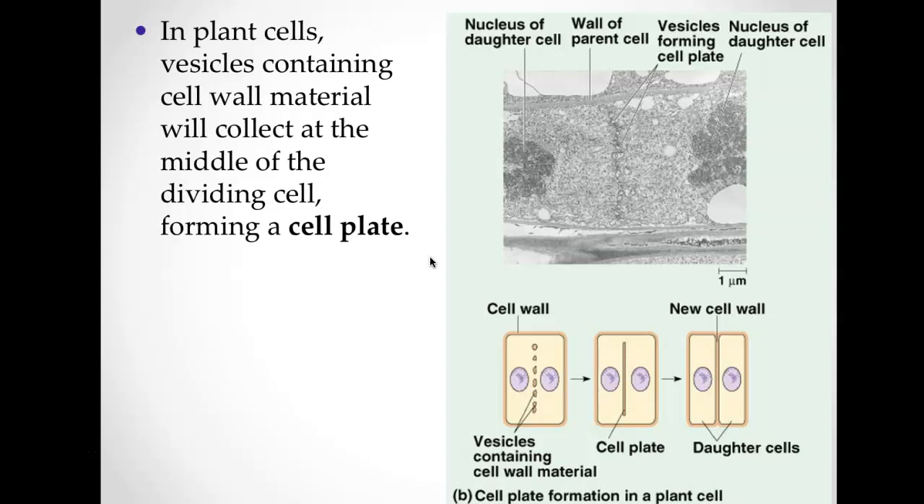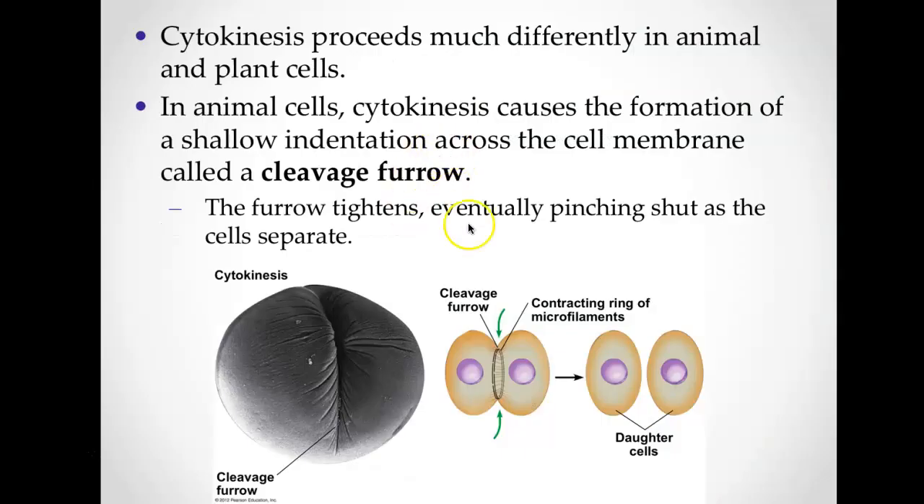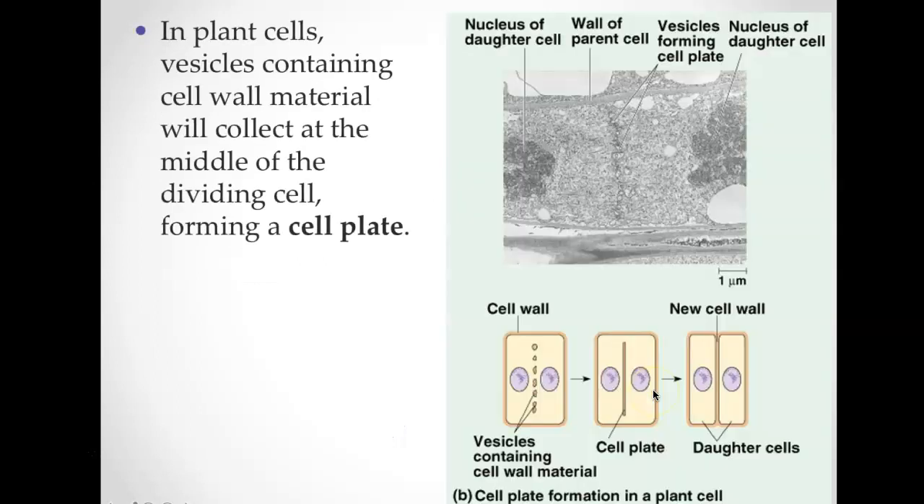So what I'd like for you to know is that in an animal cell, cytokinesis is going to be the forming of a cleavage furrow with a pinching. And then in plant cells, cytokinesis is going to be the formation of a cell plate and then just a really simple division.